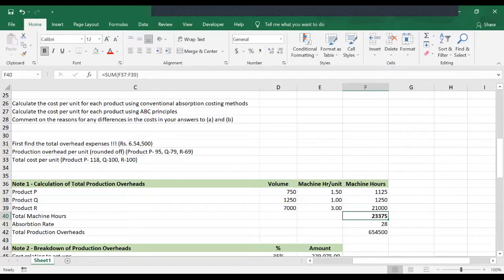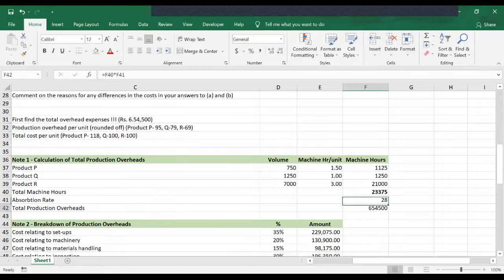And now we have been given 28 as the absorption rate. And so this is the total amount of production overhead. So I hope the first note is clear.